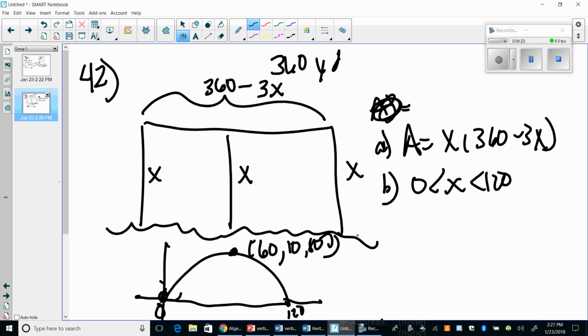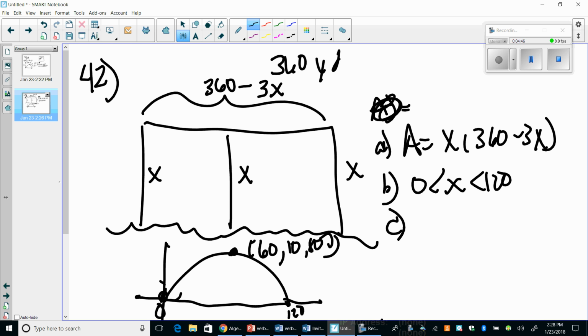You can't have an x value that's more than 120, because if each of these were 120, it would add up to 360, and that's all you have. It'd leave you nothing for this side. But if they were just under 120, you'd have something for the top. Obviously, you don't want them to be 119, 119, 119 and only have 3 feet for the top, but it would be a possibility.